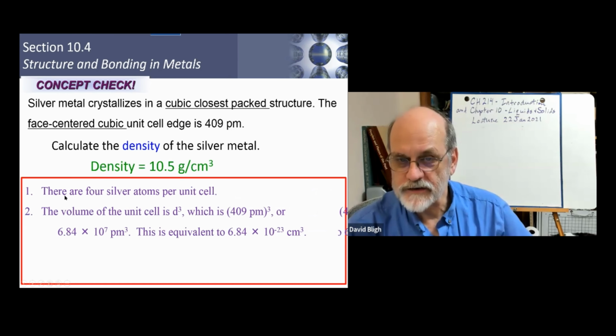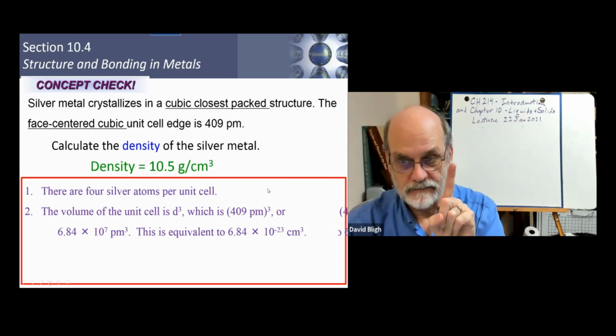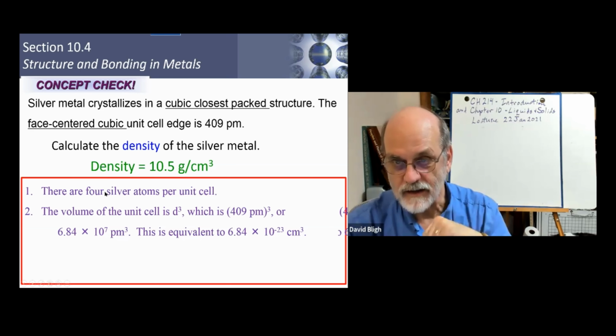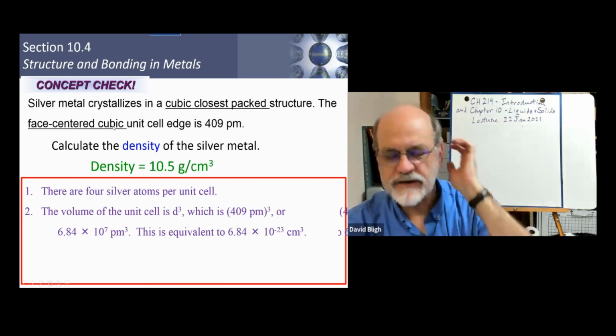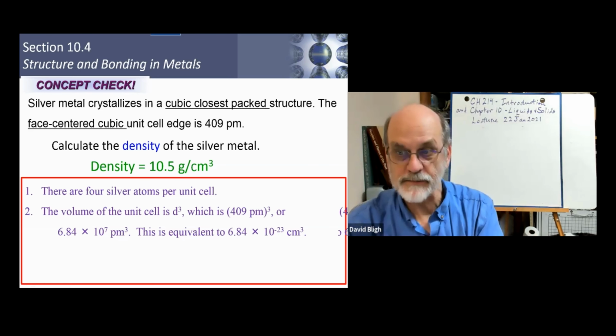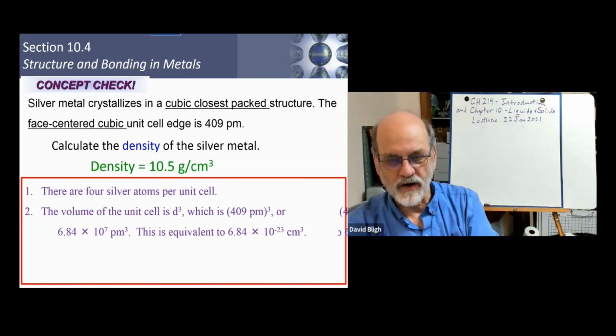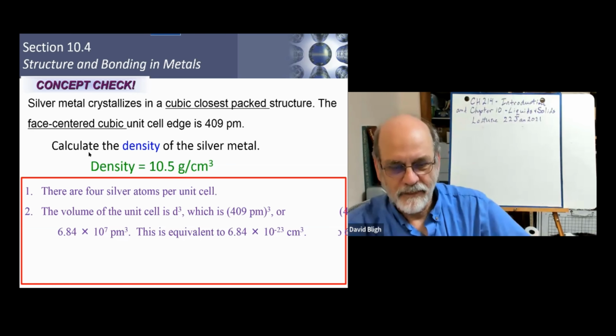So if we know that it's cubic closest packing, we know that there are 4 silver atoms per unit cell, which means that in one unit cell is represented only by 1 atom. Remember? For the cubic cell, well, wait a minute, for the face-centered cubic, pardon me, face-centered cubic is 2 atoms. I misspoke, as they say in political circles.